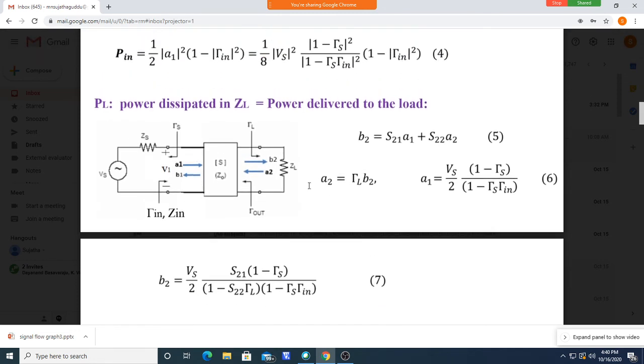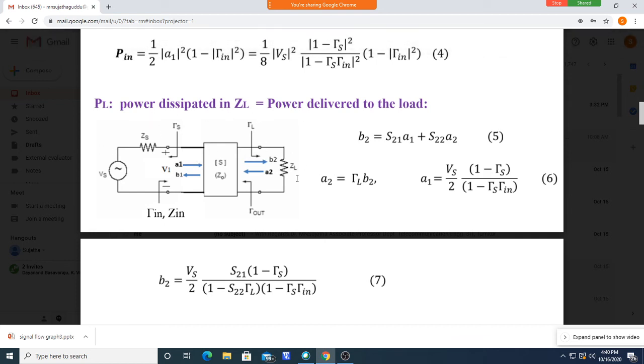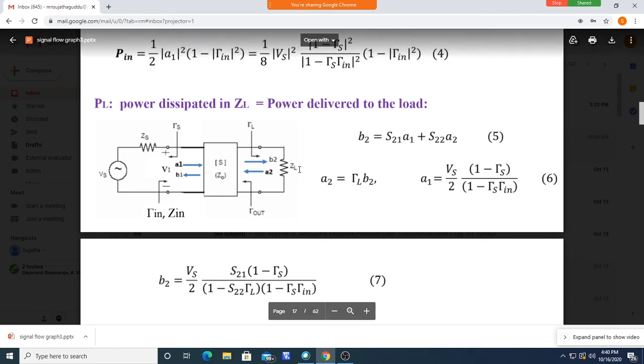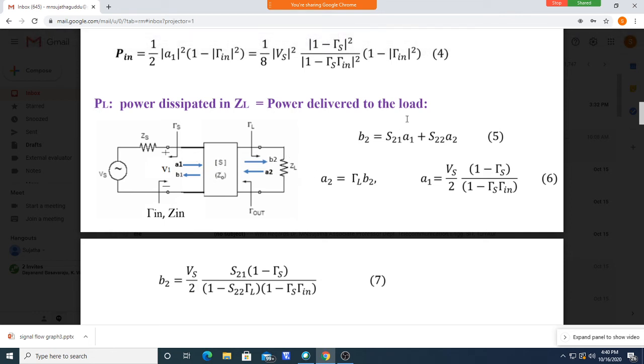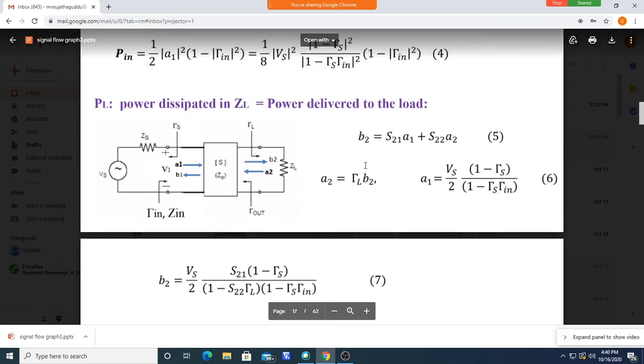Similarly, another definition for power is the power dissipated in ZL. We are inputting a part of the power. What is the power delivered to the load ZL? That is important now. We know the input power, how much actual power is going into the network, and now we want to know the power actually delivered to the load. How do we calculate that? It is defined here, and you can calculate it using this derivation.